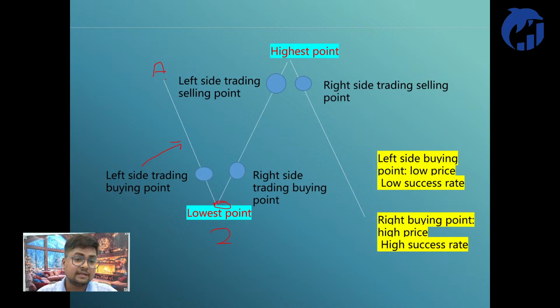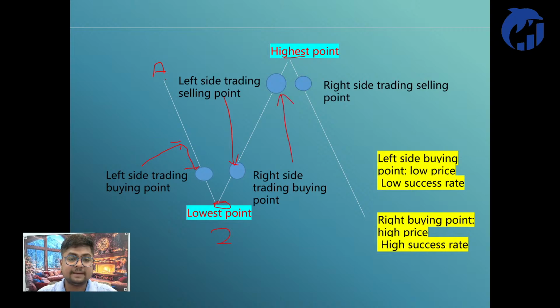Just look at it. We have a second left trading selling point. This is the second left trading point, and here we have the first. Here the stock reaches the highest price point, after which comes the right side buying trading point.